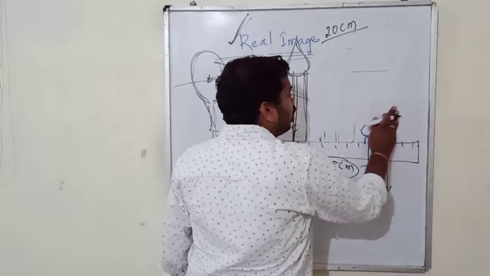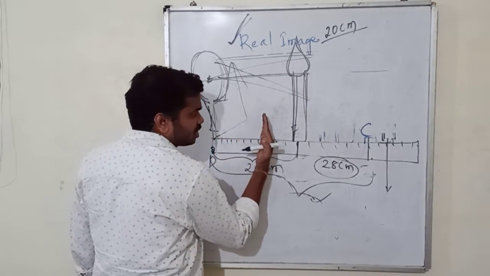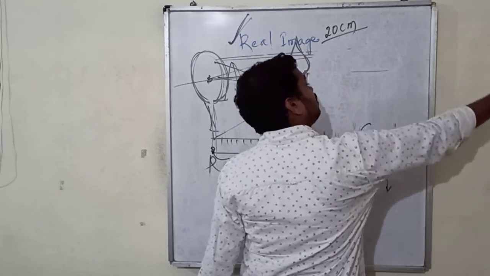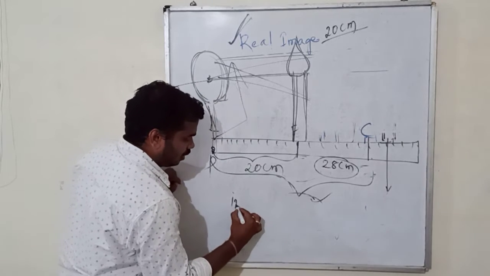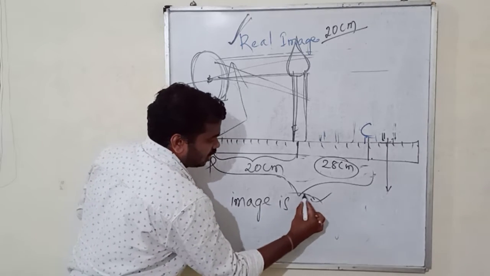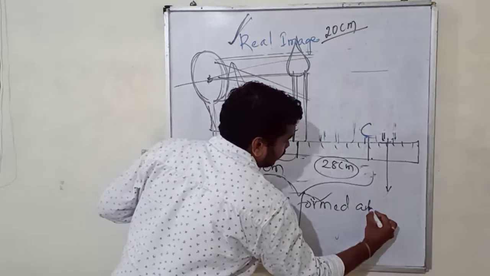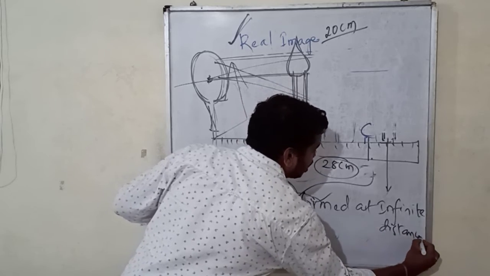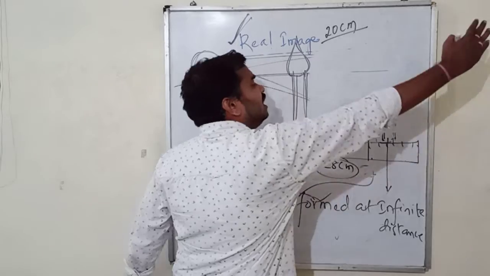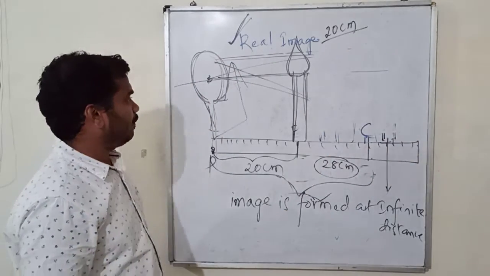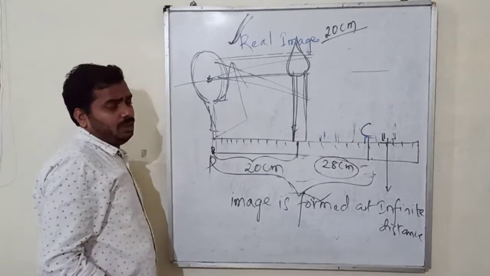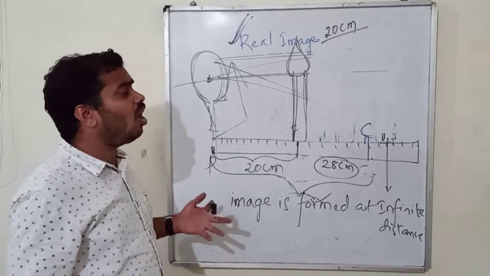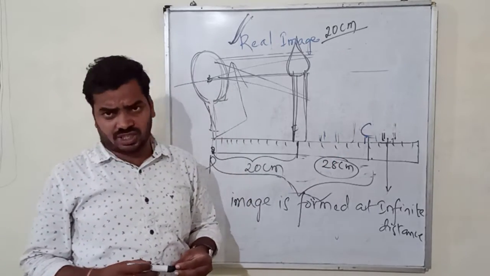Now what happens, you start moving the screen on the meter scale, and you cannot find the image. Image will be formed somewhere at infinity. Image is formed at infinite distance, meaning the image is formed very far away. You can see it upon the screen, but it would be very far away. Okay, and it is a real image. Only these two I can say. Whether the image is enlarged or diminished you cannot say, because it is formed at somewhere infinite distance.